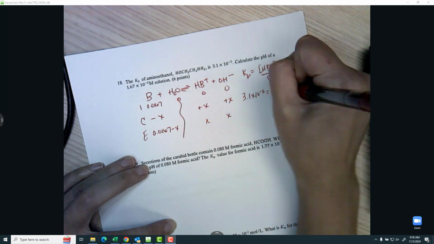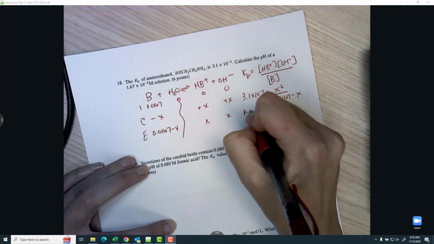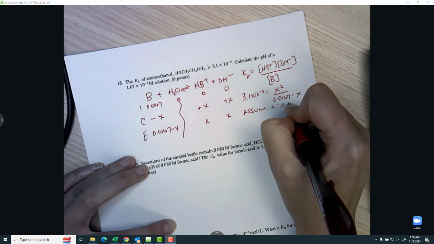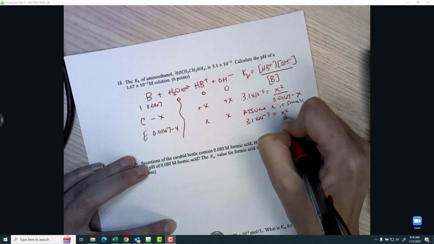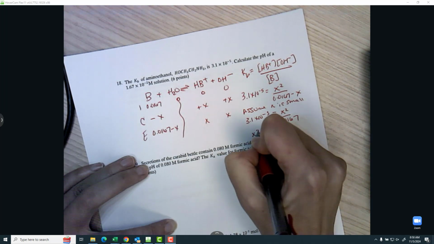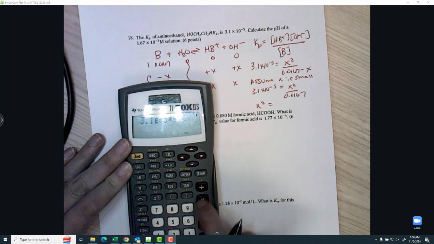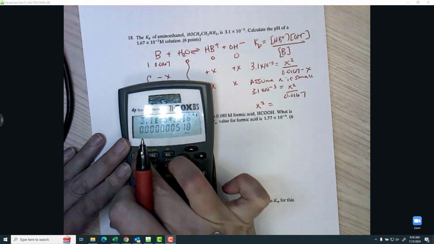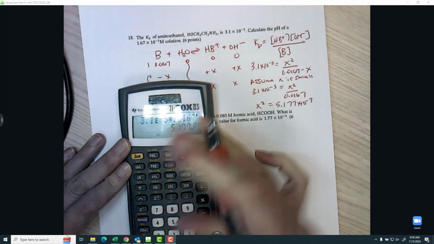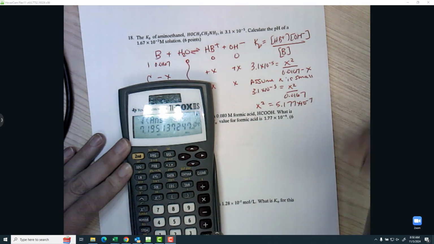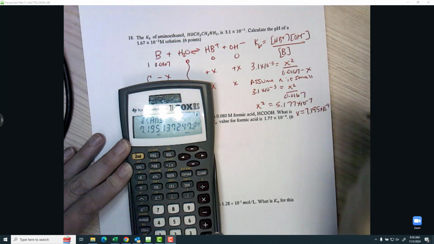And plug everything in. To solve this without the quadratic formula, I'll need to assume x is small, and that just gets rid of the x where it's added on. And solve for x. I'll cross multiply to get x squared, and then the square root. All right, so that gives me my x.